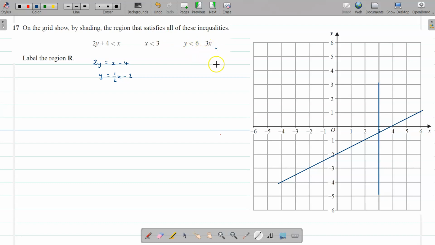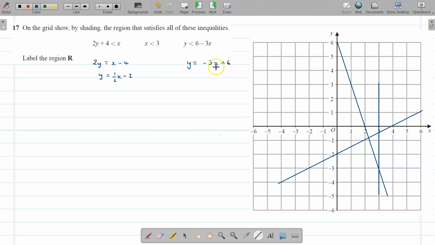So I'm going to consider the line y equals minus 3x plus 6. I'm just going to write that down like that. y equals minus 3x plus 6. So that crosses the y-axis at 6 and has a gradient of minus 3. So it's going to come down like this from here, and a gradient of minus 3 will take us through like that. Okay, so I've drawn the 3 lines.